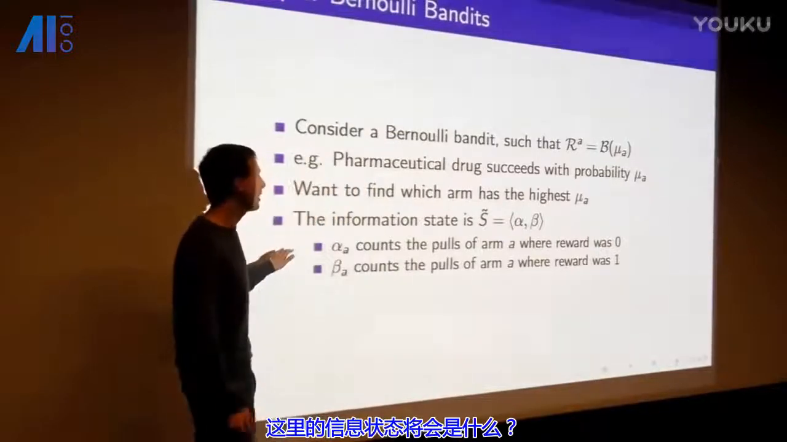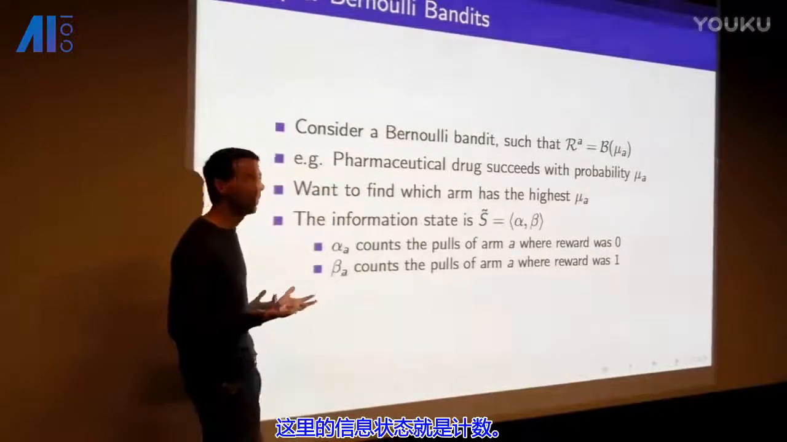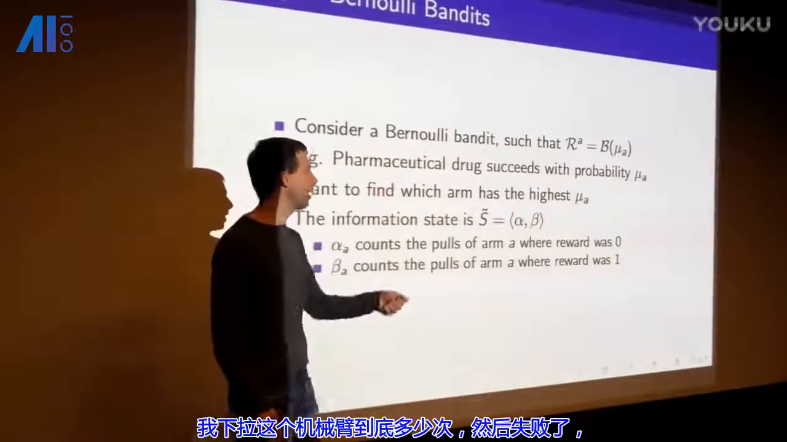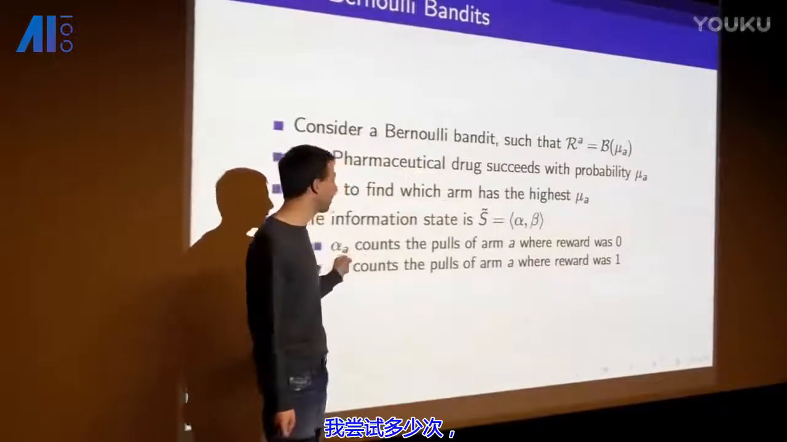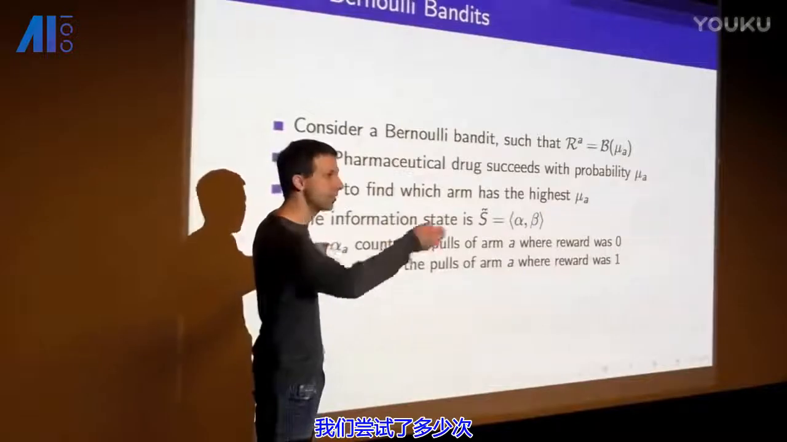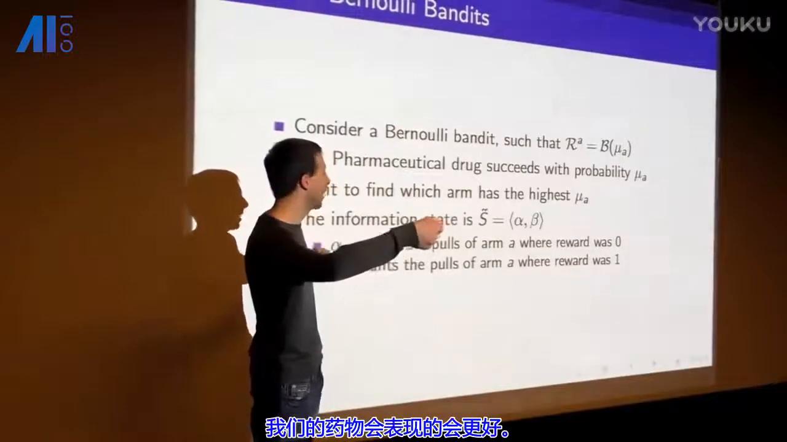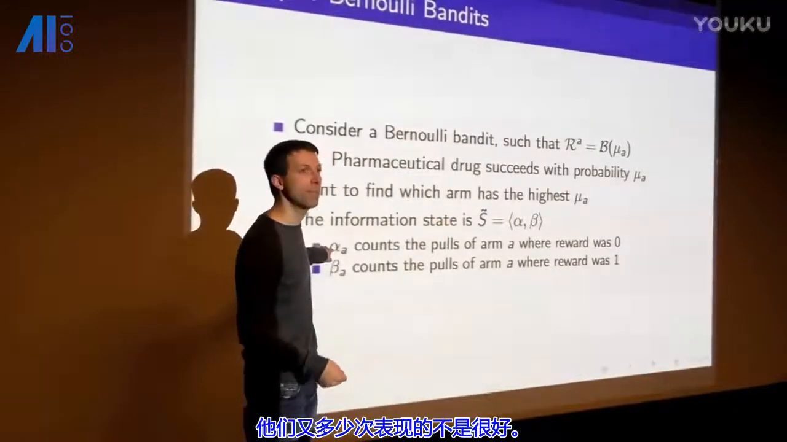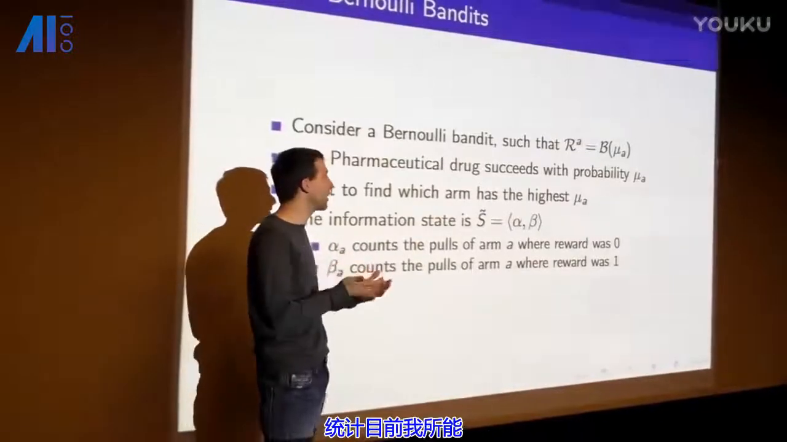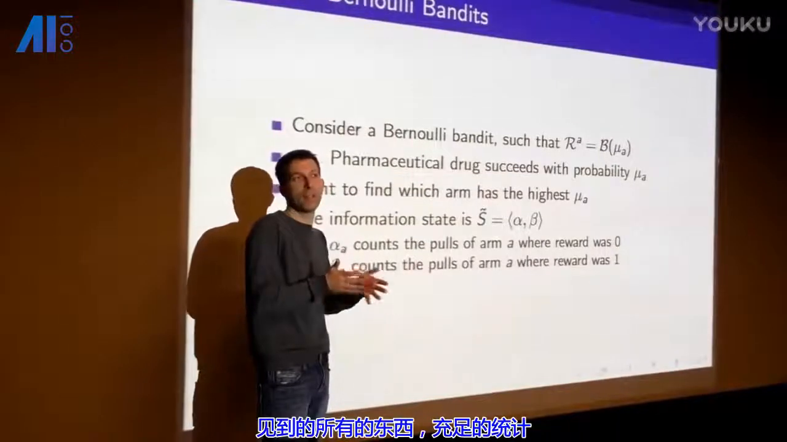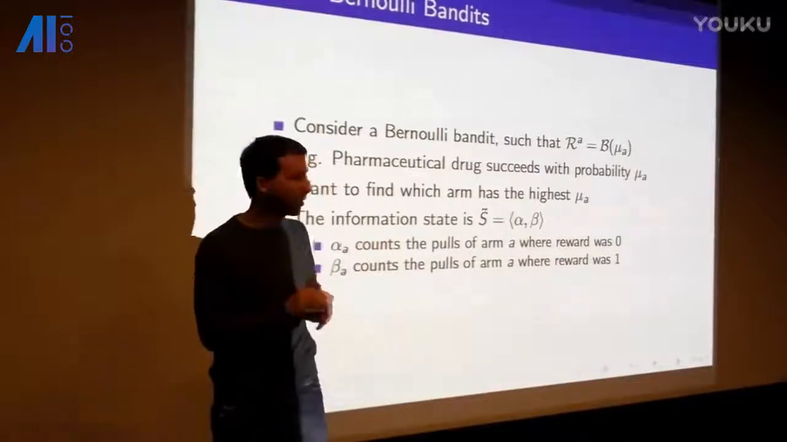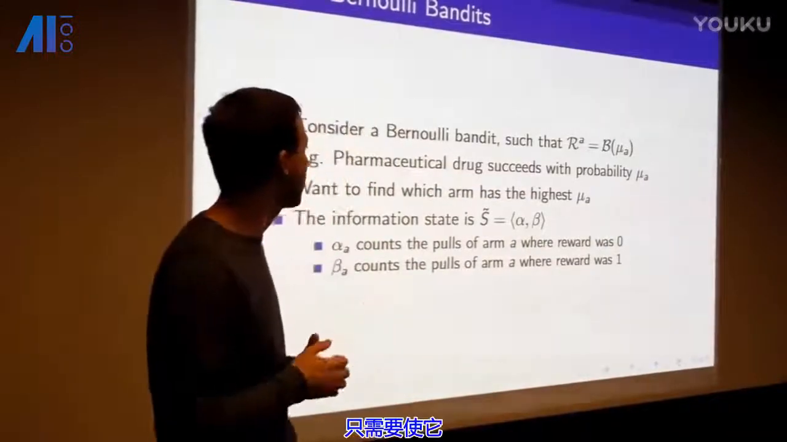And so what's the information state here? Well, the information state is the counts. That's one example of the information state. How many times have I pulled this arm and it's failed? And how many times have I pulled this arm and it succeeded? So how many times did I try this drug on someone and they got better? And how many times did they not get better? If I keep those statistics, they summarize everything I've seen so far. They're a sufficient statistic given all of the pulls that we've made in this bandit problem.